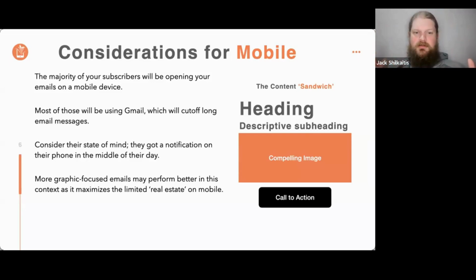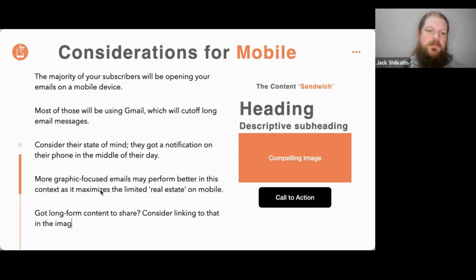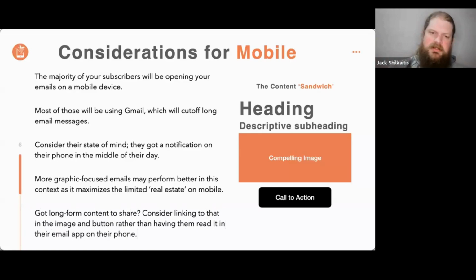The size of your images, how they look, will be different on a smaller screen. This is something to consider and be aware of, because that email is going to be responsive to whatever platform they're on. And again, the majority of your subscribers are going to be opening your emails on a mobile device. If you've got long form content, again, I mentioned this, consider linking to that in an external source rather than having them read it in their email app on their phone. This is especially true if you have multiple things that you want them to do.